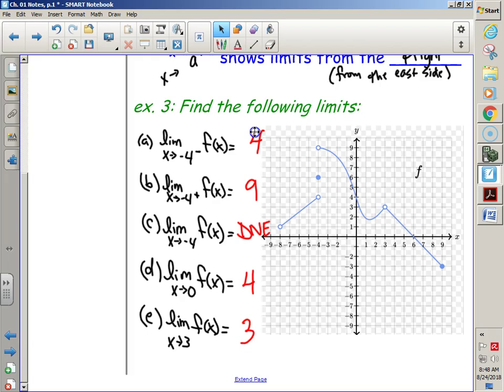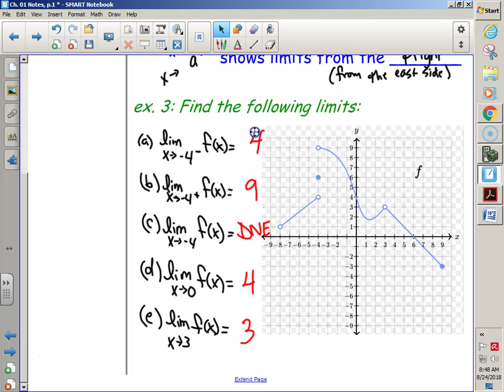That's where he's approaching. From the west of -4, this branch, where is he headed? 9. Do those two approaches agree? No. So the two-sided limit does not exist. Two-sided limit, there's no little sign up here, so it means from both sides, from both directions. They don't agree, so the limit does not exist.